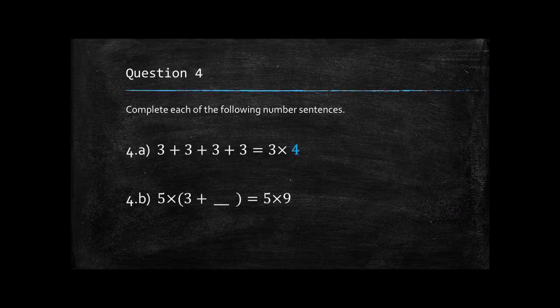4b, 5 times the bracket, and inside the bracket says 3 plus something, is equal to 5 times 9. Alright, so we can see that we need the bracket to be equal to 9, so that means we're going to say 3 plus 6.